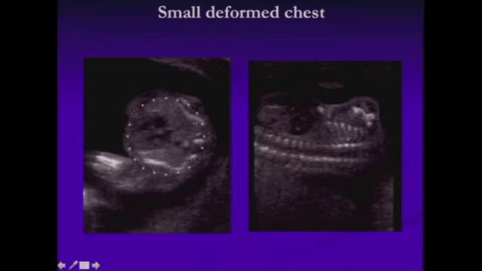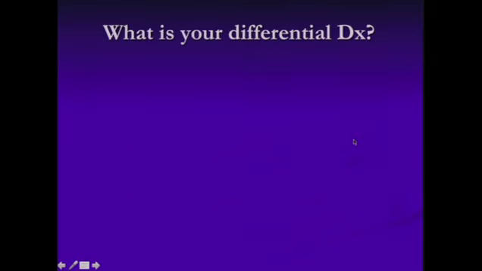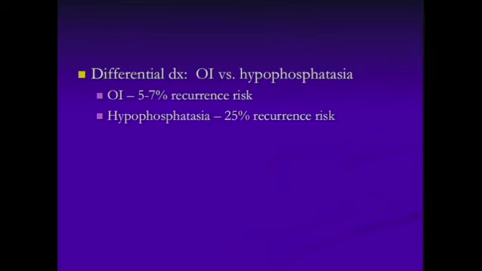We look at the chest, and it's a little bit small. And look at these ribs. They're bent. And here, when we look at the ribs, they have kind of a wavy appearance. So think about it. What's your differential diagnosis? There's very, very severe micromelia, and there's poor ossification. There's really only two things we think about in this instance. Osteogenesis imperfecta is the one that first pops into mind, and then hypophosphatasia.